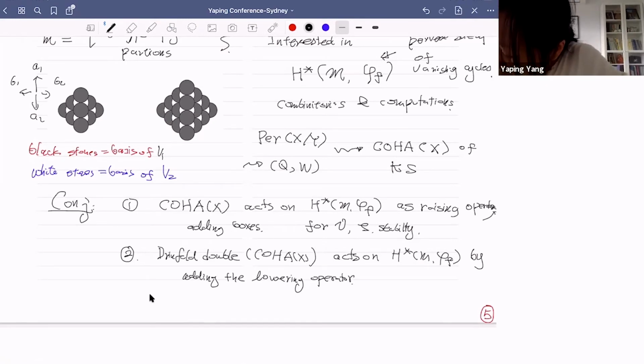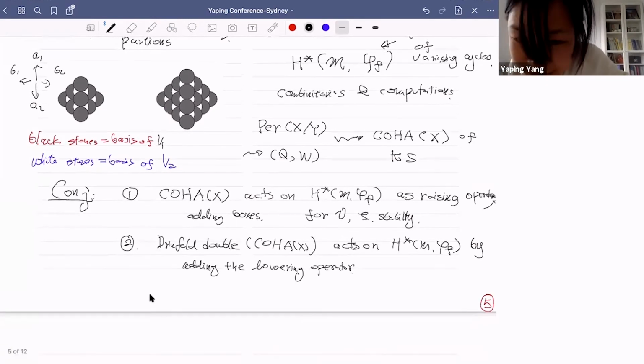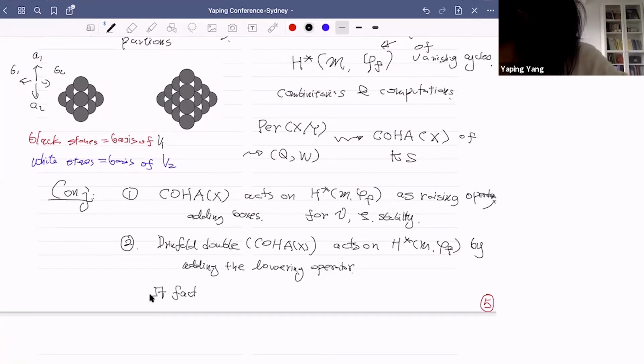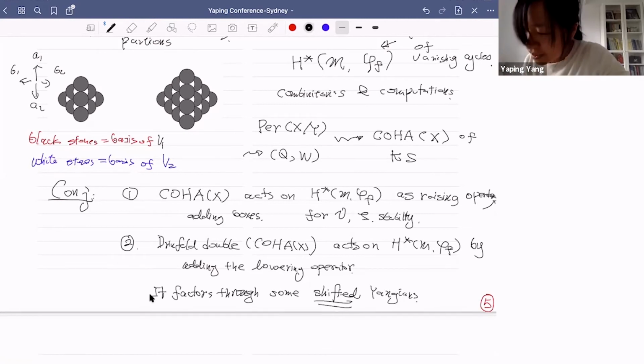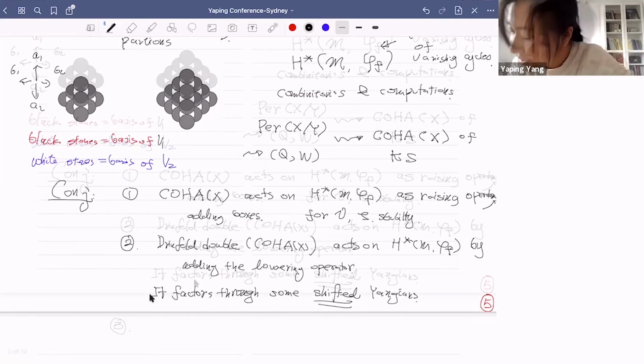And this Drinfeld double can be made very explicit. This thing factors through a shifted Yangian. I will explain this shifting later.